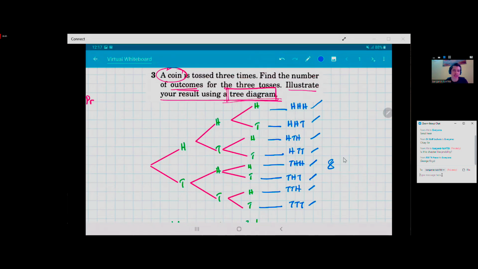But once again, it is actually ineffective because you're wasting time. Understand? Okay, but anyway, I'm just drawing the tree diagram here because the question says illustrate. Tunjuk dengan menggunakan gambar rajah pokok. But we have to understand how to use permutation for this. Okay, so how am I going to use permutation for this?